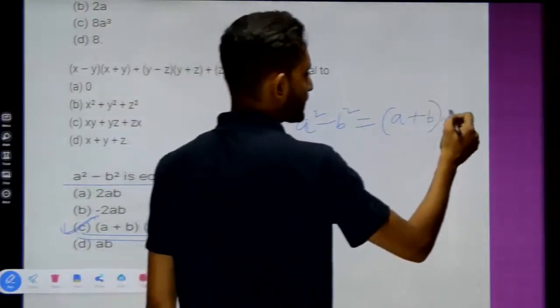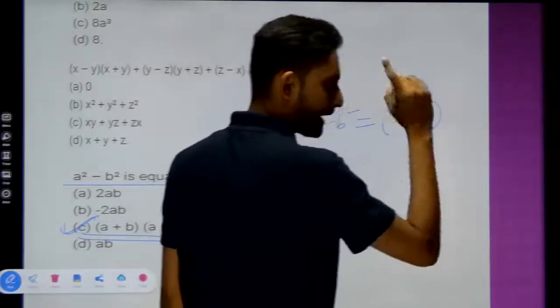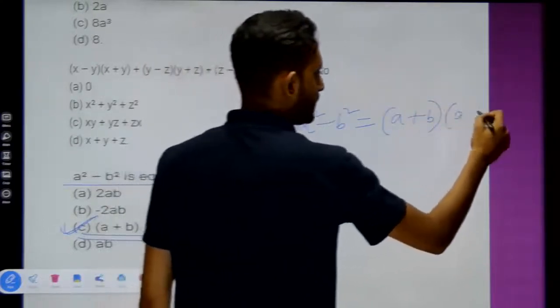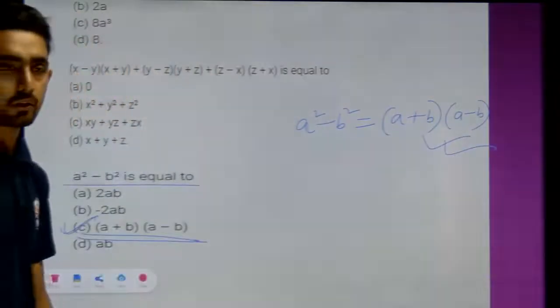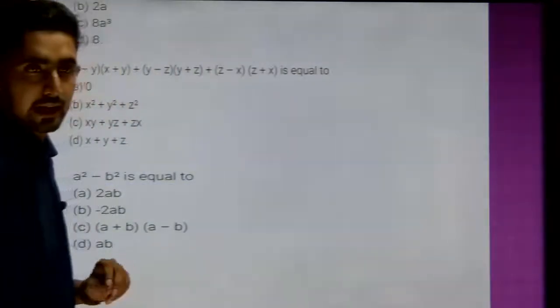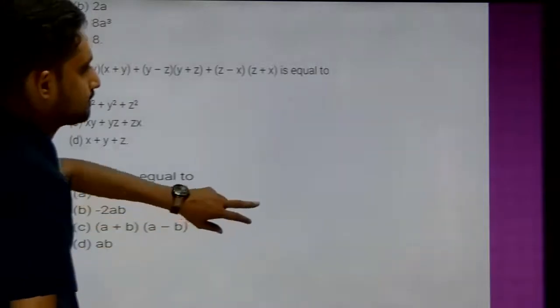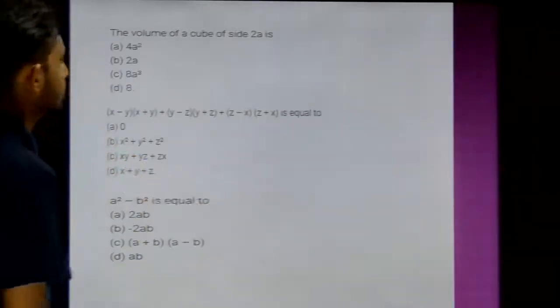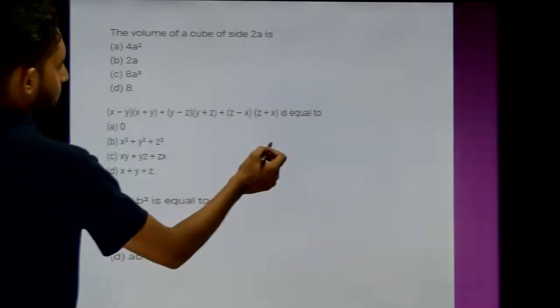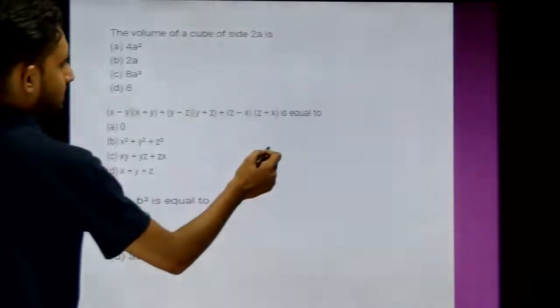(a plus b) and (a minus b). Obviously, this is a simple formula. This is your simple formula: a square minus b square is equals to (a plus b)(a minus b). Many times we have solved a lot of questions in exercise 5G. And that is your 100% correct answer. Okay, no issue. Now we'll move to the next question.